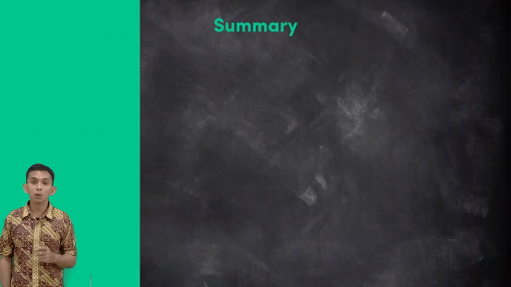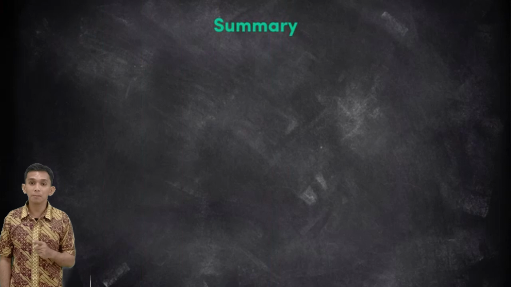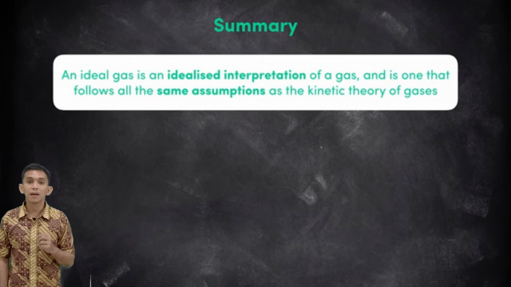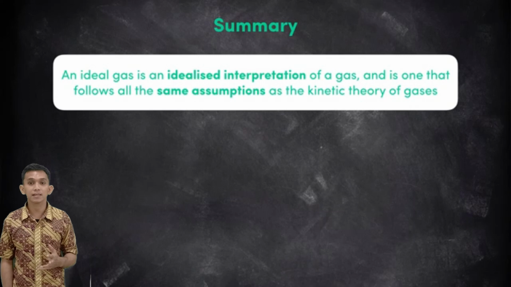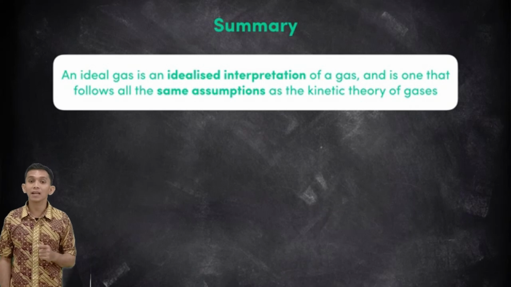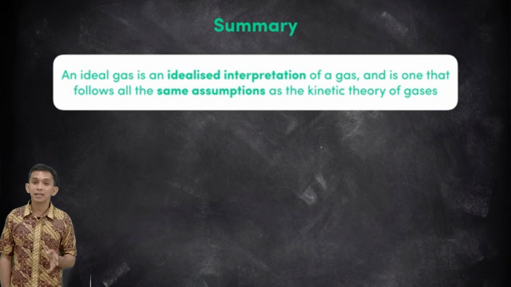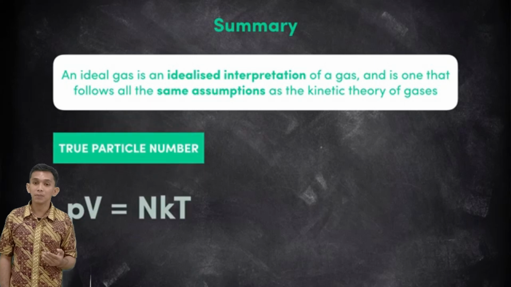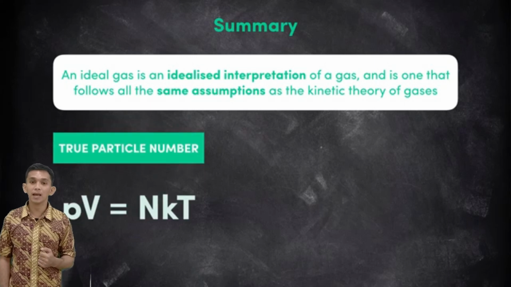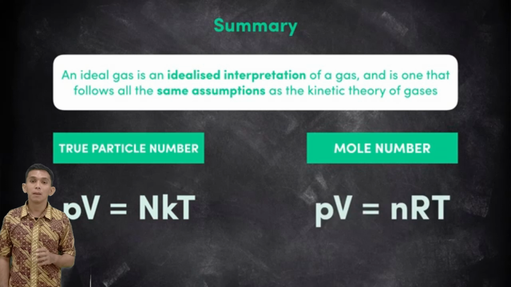For now, as always, let's make sure you grasp the key takeaway points. An ideal gas is an idealized interpretation of a gas and is one that follows all the same assumptions as the kinetic theory of gas. For example, the kinetic theory of gas describes ideal gas. The ideal gas equation has one form for particle number, PV equals NkT, and another for moles, PV equals nRT.